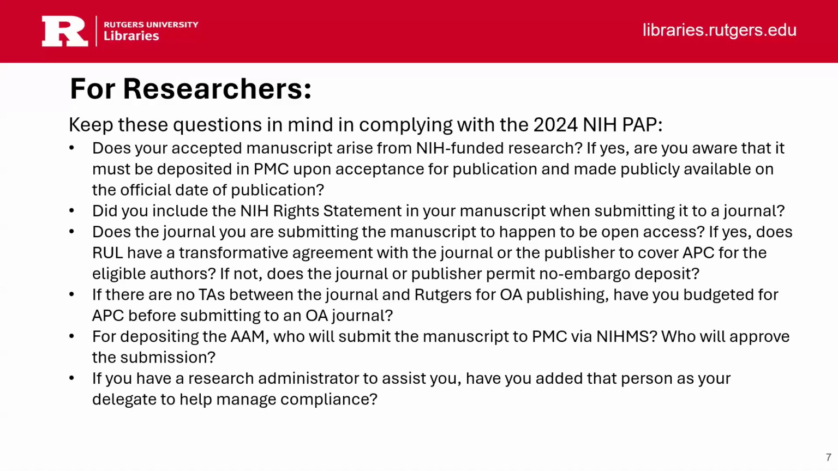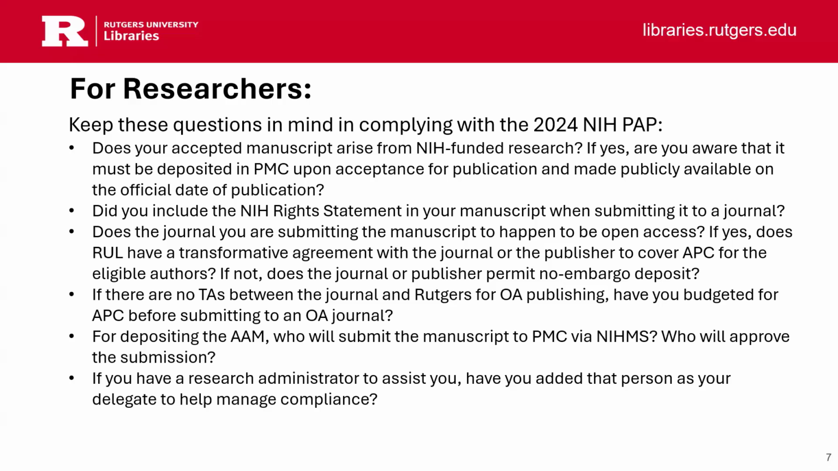Another question to think about is, did you include the NIH rights statement in your manuscript when submitting to a journal? Does the journal you are submitting the manuscript to happen to be an open access journal? If yes, does the Rutgers University Libraries have a transformative agreement with the journal or the publisher to cover your article processing charge, APC? If not, does the journal or publisher permit no embargo deposit?